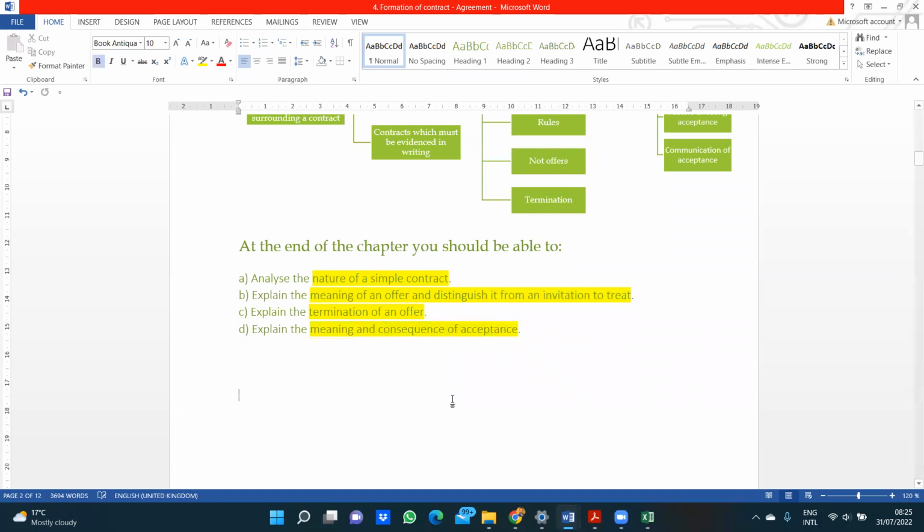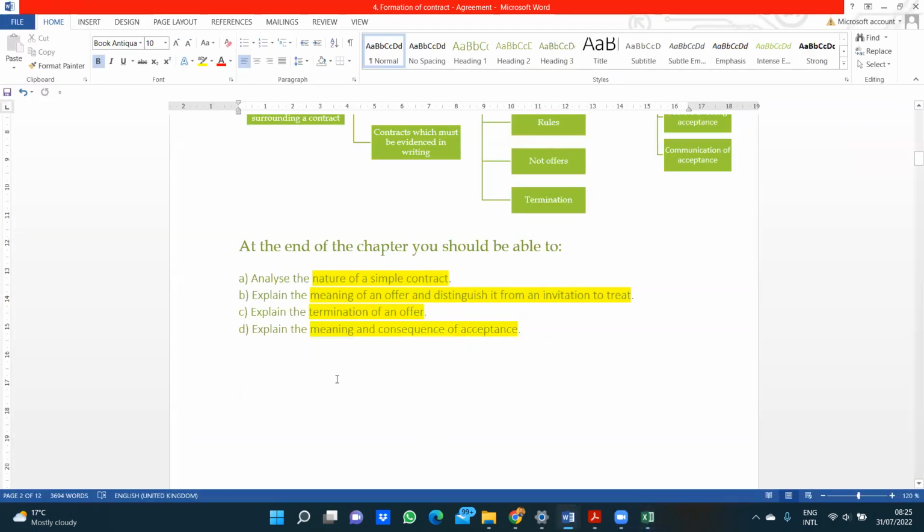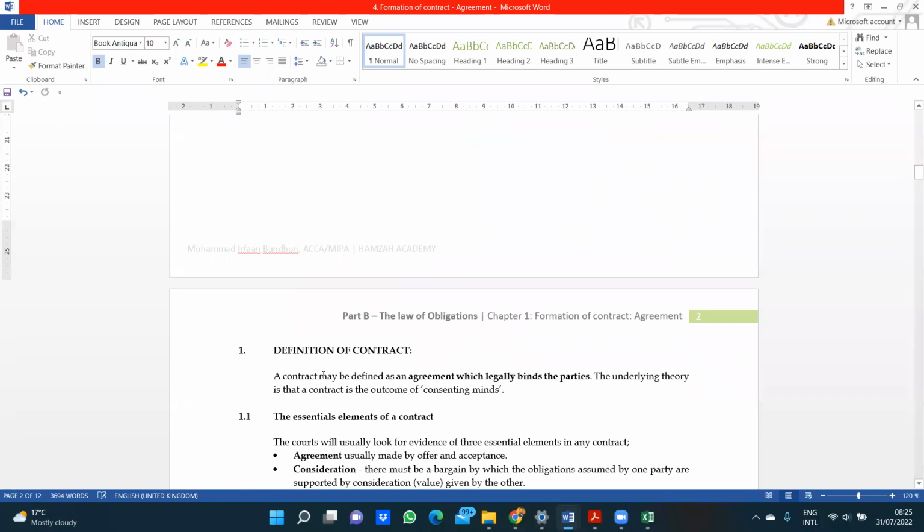The meaning of acceptance is the point of no return. Consent has been given to go forward on the offer, and this is again the point of no return. And the meaning and the consequence of the acceptance: when you have sent your acceptance, you are bound to the terms and conditions of the contract.